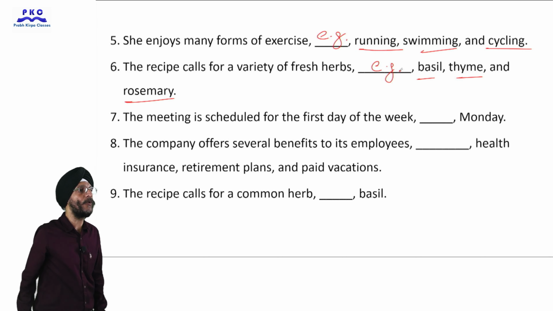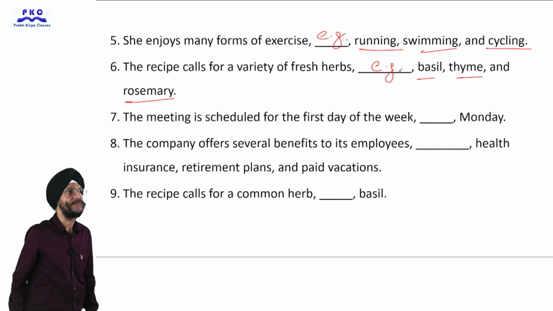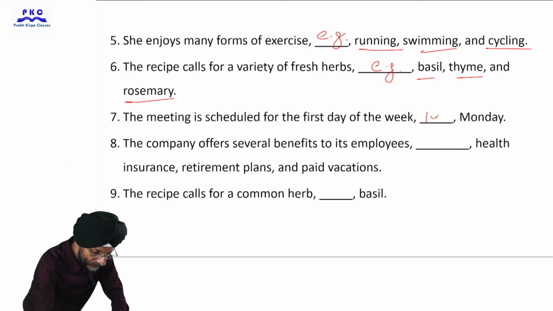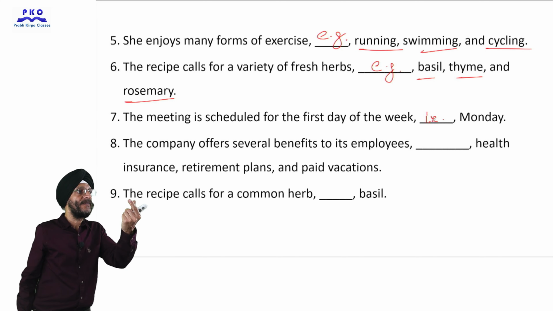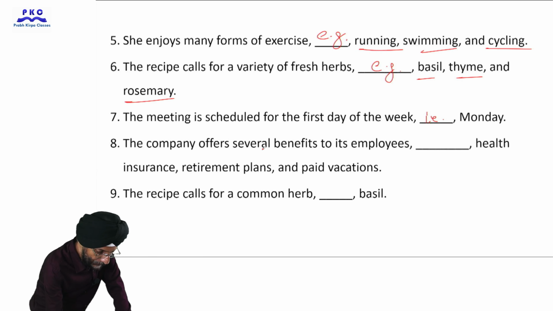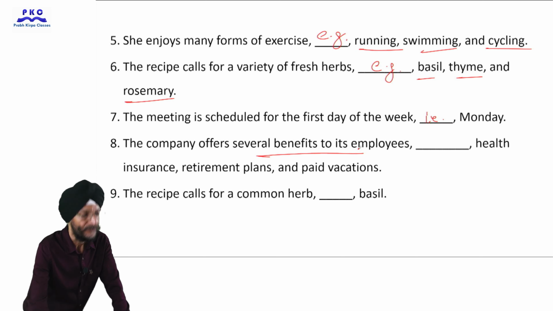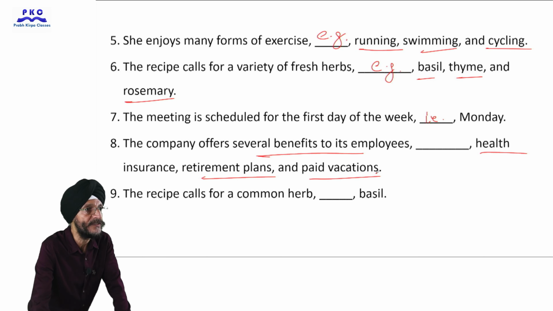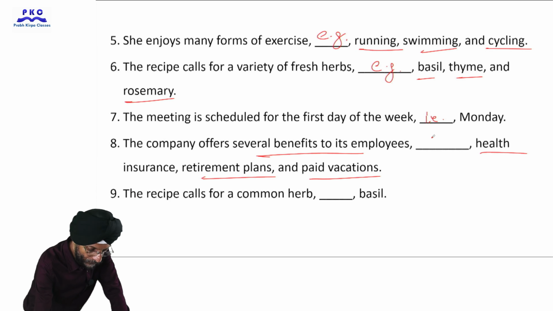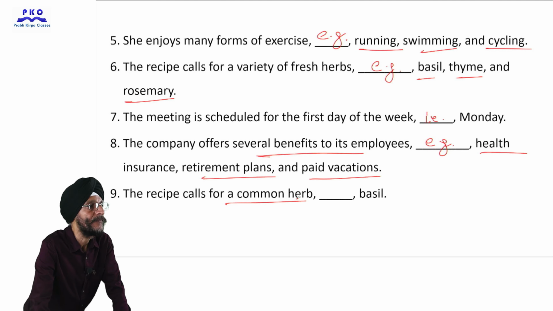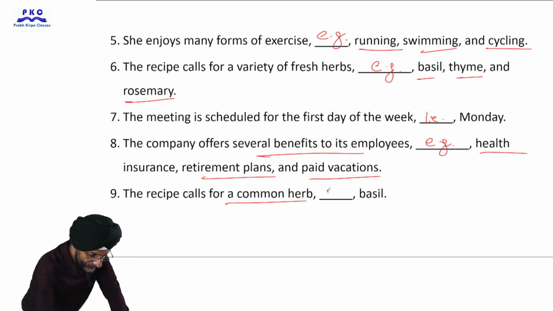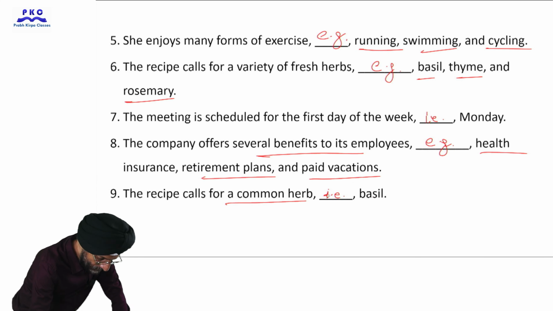The meeting is scheduled for the first day of the week. Here we are clarifying the day when the meeting is scheduled. The company offers several benefits to employees: health insurance, retirement plans, paid vacation. These are the examples of benefits which the company is providing. The recipe calls for a common herb. Here we are clarifying which herb we mean by the common herb. So here we will use i.e., that is.